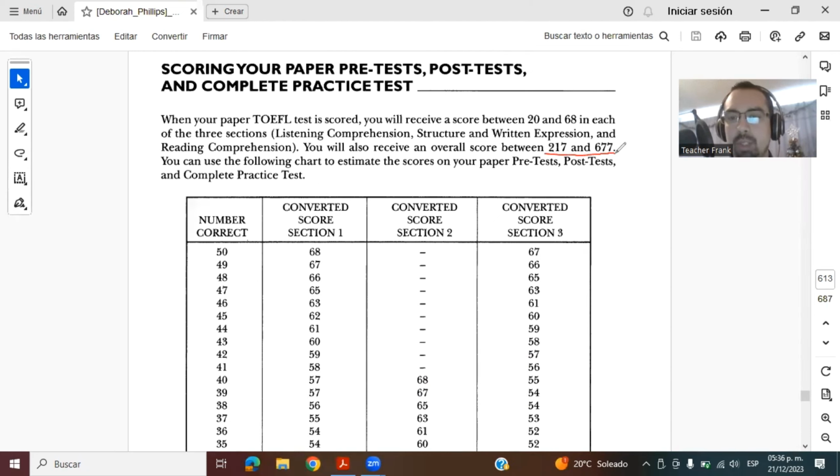It could be between 217 and 677. You can think of 217 as a 0, sort of say, and 677 as a 10, right? To kind of get an idea, it would be like an A plus, right? 677, all perfect. But we need to convert the numbers that you have correct in order to get this score, okay? So that's what we're going to do.